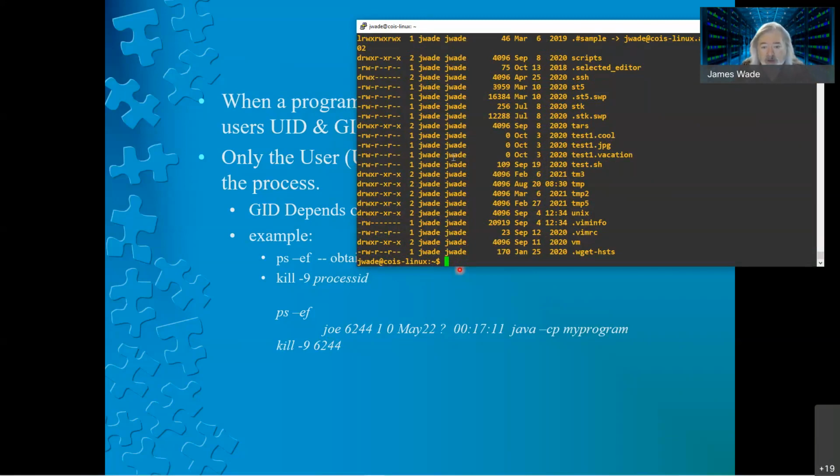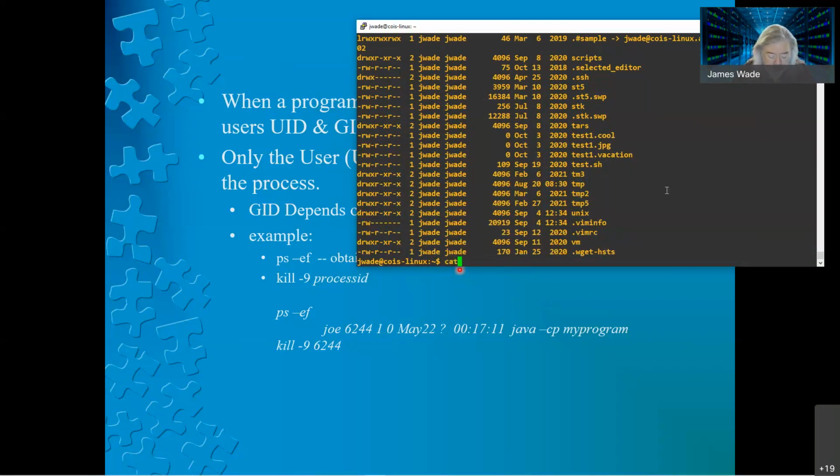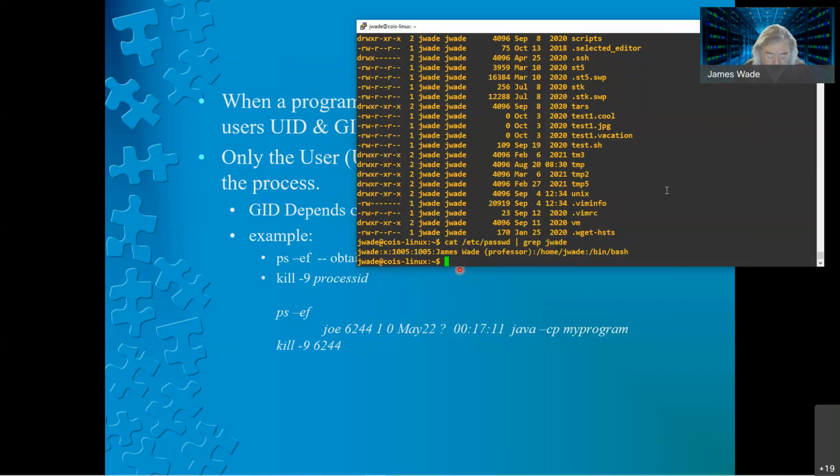There wouldn't be a J Wade group. It would be staff or instructor or something like that in the real world. But here it is, J Wade. Now that J Wade is associated with the password file. And there it is. There's my UID 1005, and there's my group ID 1005. Not real world, by the way, the groups. They're not doing them like the real world.